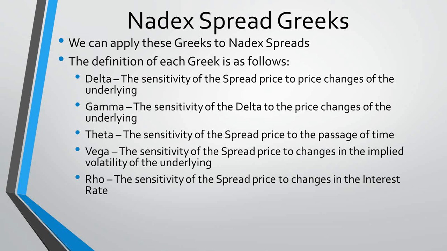Theta is the sensitivity of the spread price to the passage of time. You'll often hear theta mentioned as time decay. Okay, theta measures time in the spread. Vega is the sensitivity of the spread price to changes in the implied volatility of the underlying. And rho is the sensitivity of the spread price to changes in the interest rate.